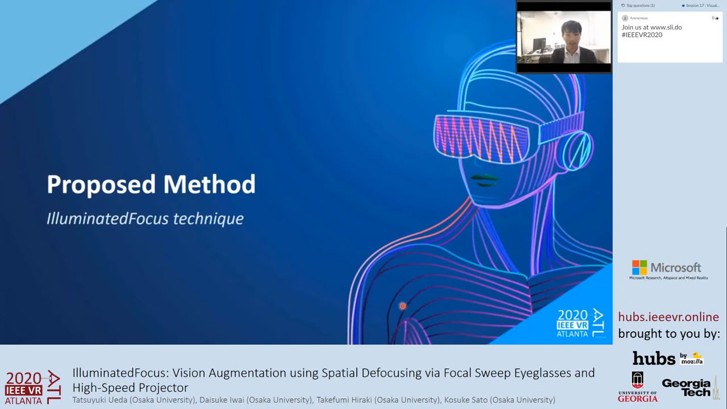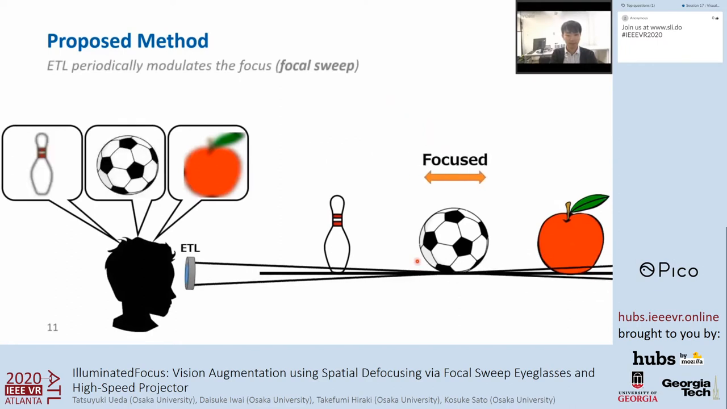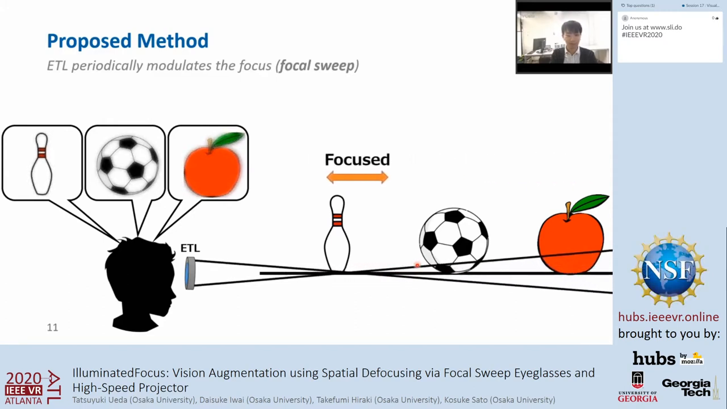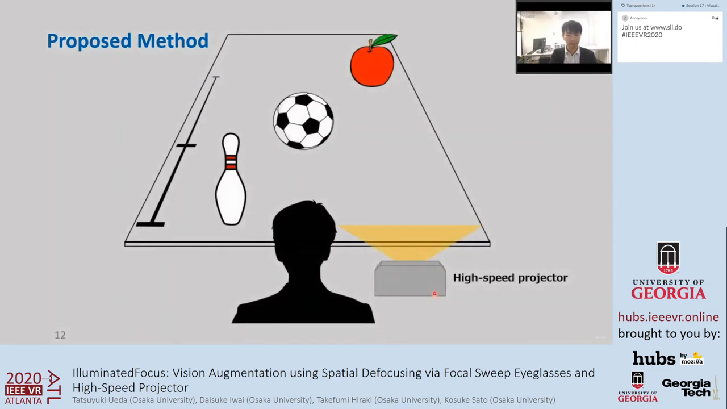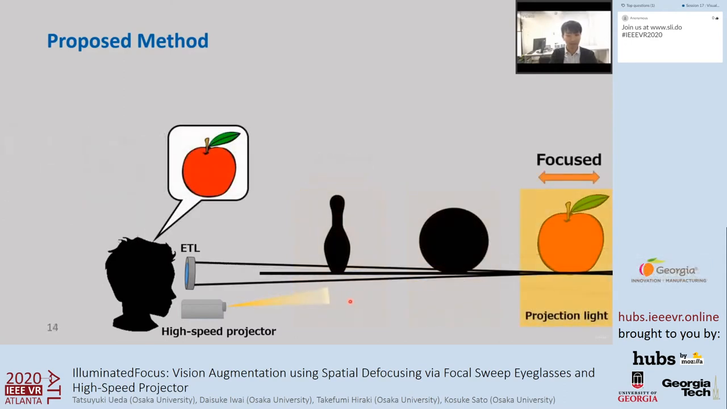Now, we describe the Illuminated Focus technique with a simple example. For example, suppose there are three objects, front, middle, and back objects, in front of you. When ETL periodically modulates the focus, only the focused object appears clear and the other objects are blurred. This is called focal sweep. Next, we introduce a high-speed projector. The front and middle objects are illuminated at the same time when the front object is in focus. On the other hand, the back object is illuminated when the back object is in focus.